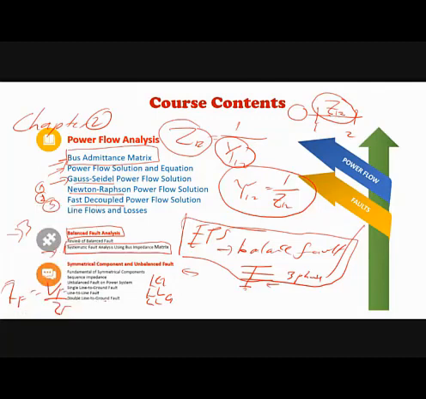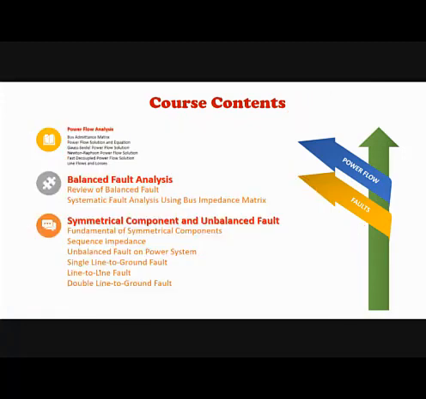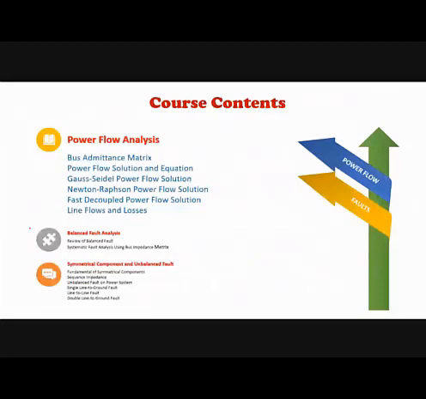Okay, this is chapter 3. For chapter 4, this is chapter 3, chapter 2, this is chapter 4. In chapter 4, we will study how to calculate unbalanced fault. As I mentioned earlier, we have three types of unbalanced fault. We can divide unbalanced faults into three categories, which are single line to ground, line to line, or double line to ground. These three types of unbalanced faults.